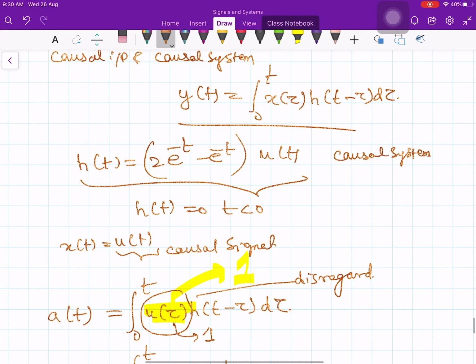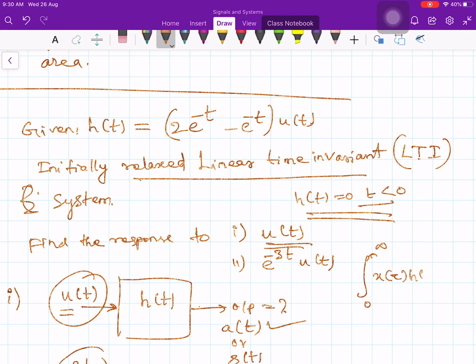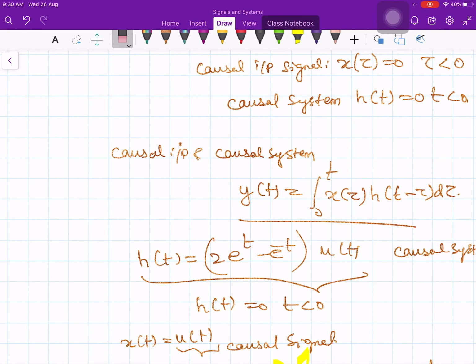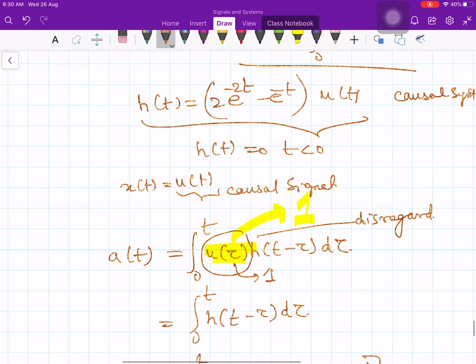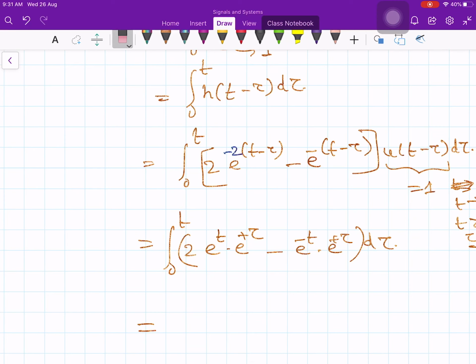What is the input? I think I copied the question wrongly from the textbook. It is minus 2t. So wherever you find that, you replace it by minus 2t. Here also it becomes minus 2t. I copied the question wrongly, nothing else. Then it becomes minus 2t and plus 2 tau. Okay, that's all.